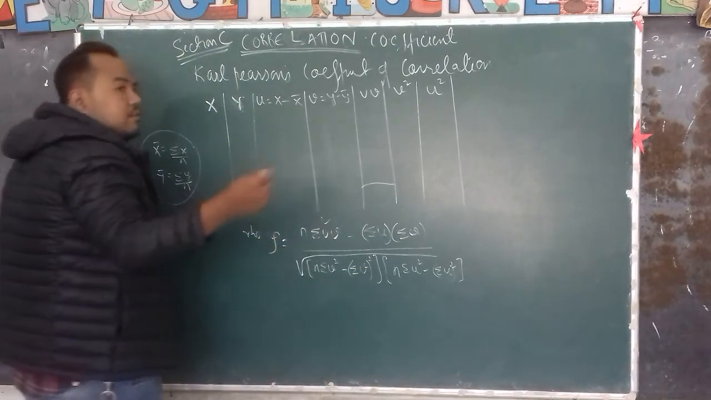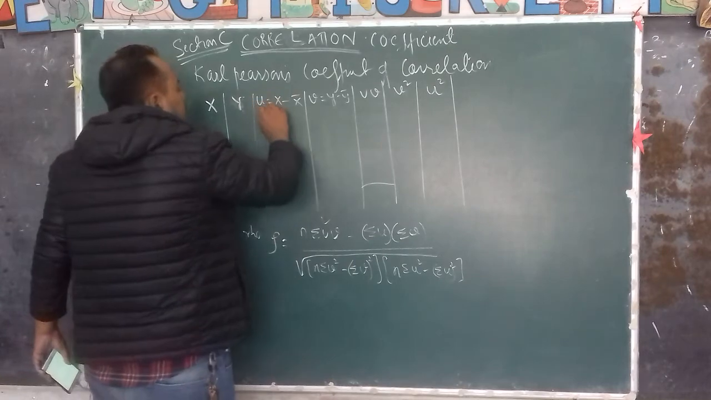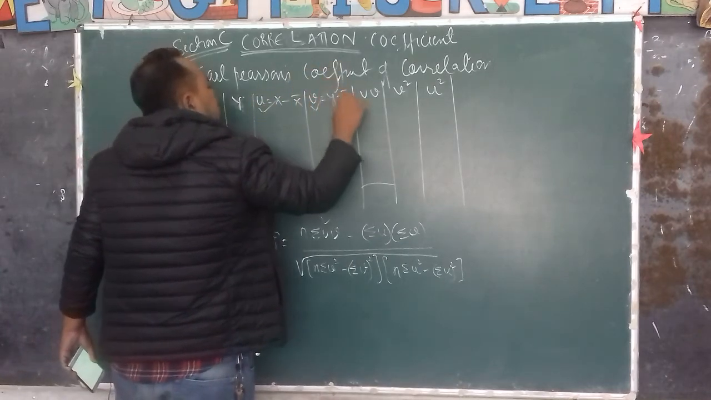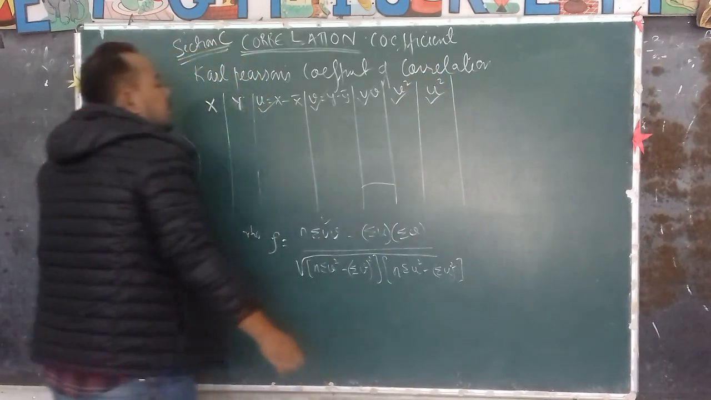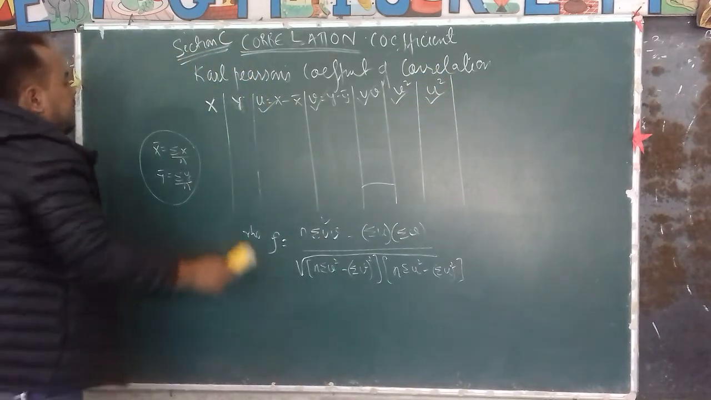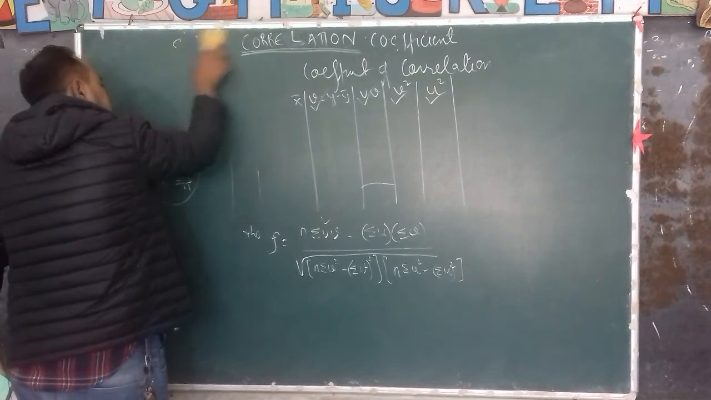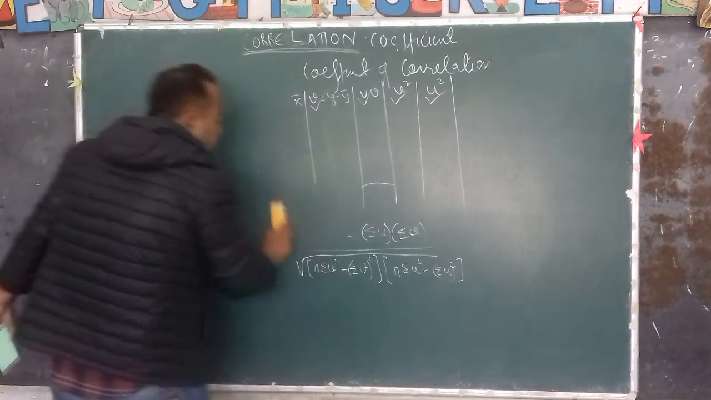So, in total, how many columns are we required to make? U is 1, V is 2, UV is 3, V square is 4, and U square is 5. That means 5 columns you have to add. So, with this, let us solve one question.